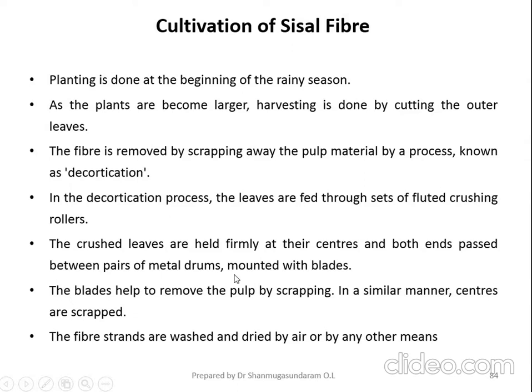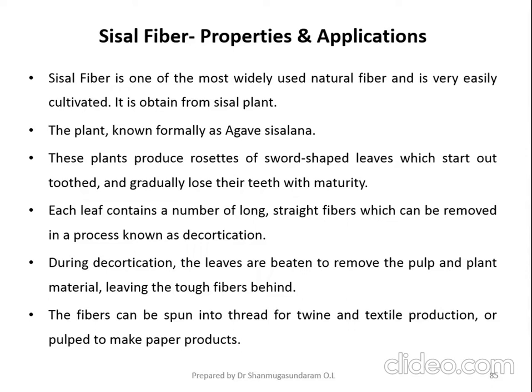Now let us discuss the properties of the sisal fiber. Sisal is one of the most widely used natural fibers and is very easily cultivated, because there is no need of any fertilizer and no need of any protection while growing, since it is grown even in desert areas. That is the reason I mention it is easily cultivated. It is obtained from the sisal plant, whose botanical name, as I told you at the beginning, is Agave sisalana.